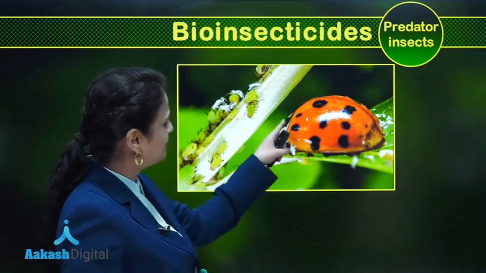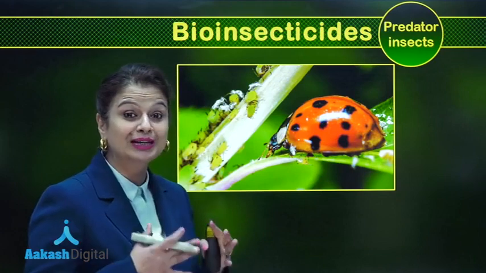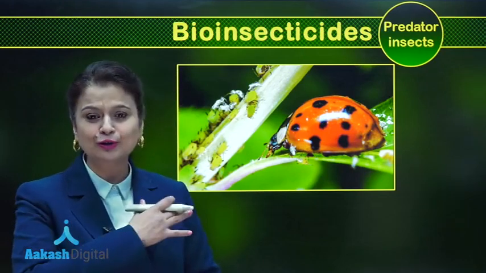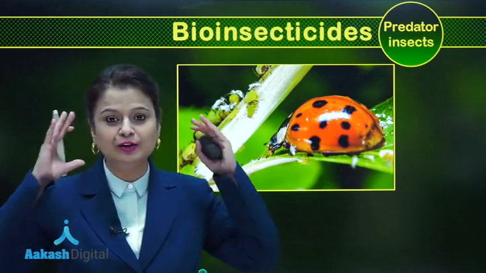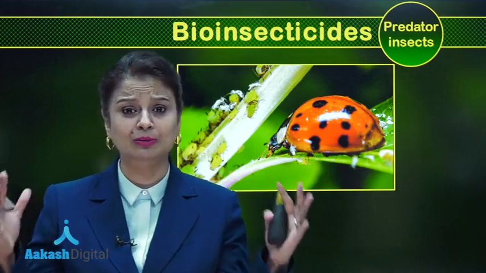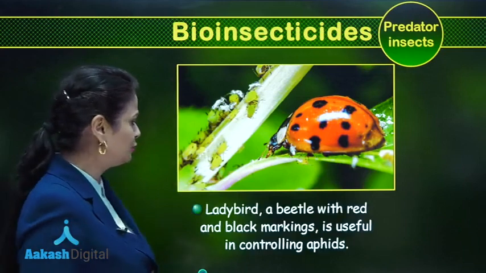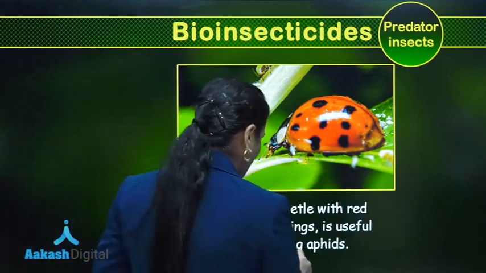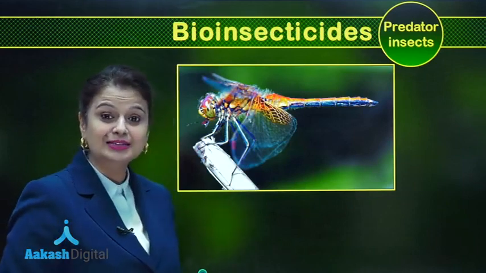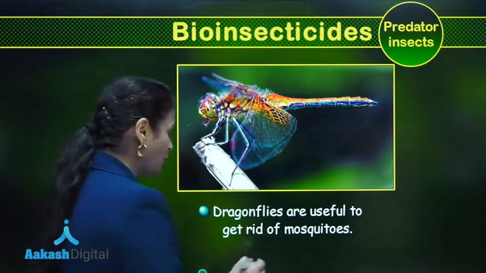Now this is a ladybird beetle. This ladybird beetle is used for controlling aphids. It is a natural predator of aphids. It is not going to cause any pollution. It will not toxify the environment. It is a non-polluting method where a natural predator like the ladybird can be used for controlling aphids. Even dragonflies can be used. Dragonflies are used for controlling mosquitoes.